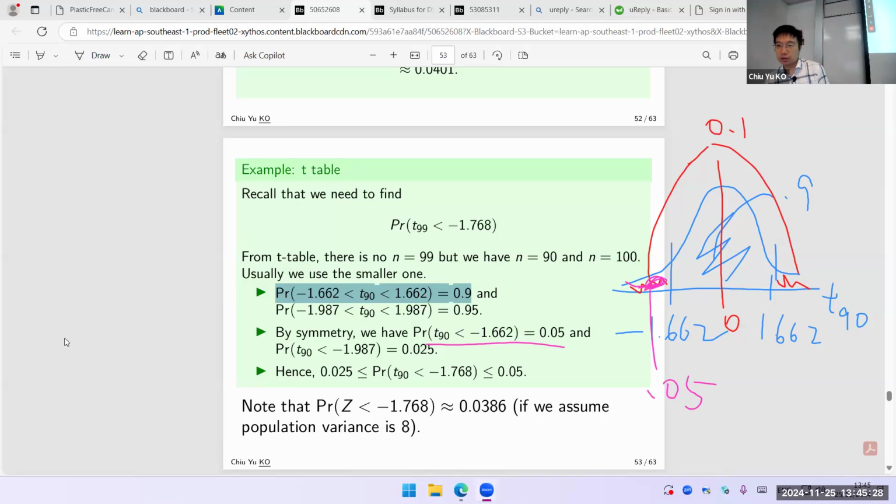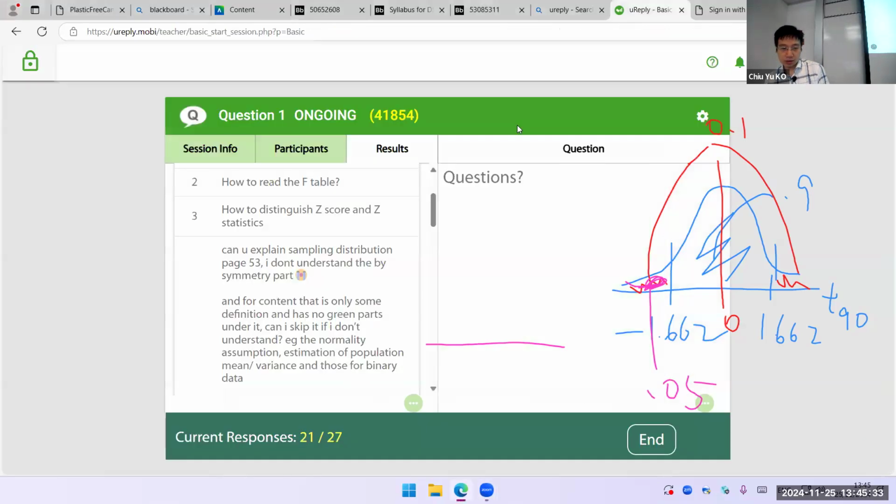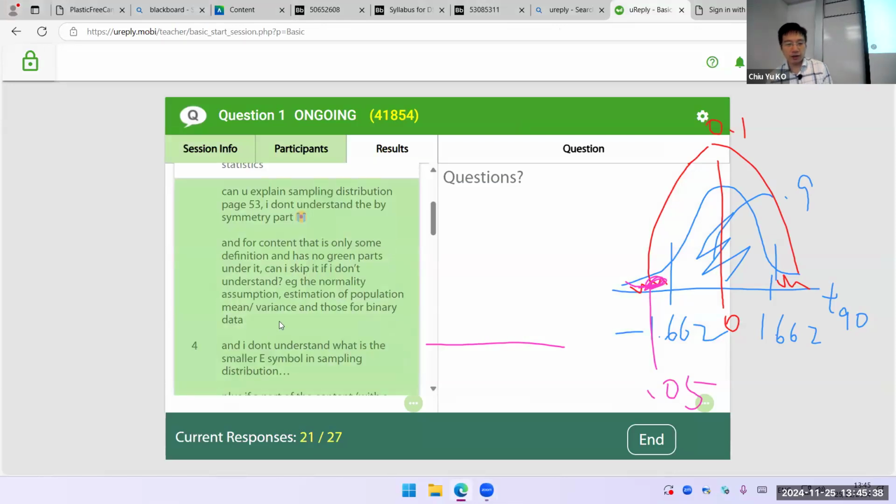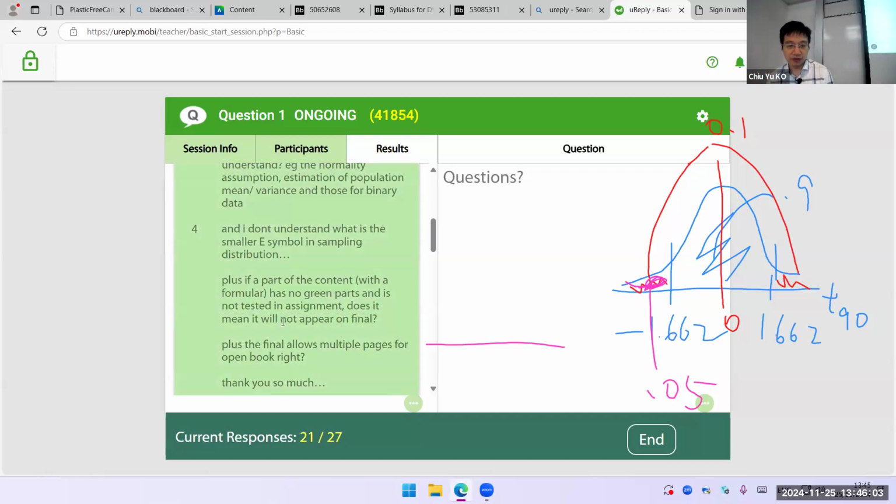Now I go to the next question. If some definition is in green, I think you would need to understand the green part to answer the question in the exam. As long as the green part is understood, it should not be an issue. Of course, you have to know what to apply. There's nothing beyond the green part in the exam. Excel also, I discussed a bit, but that would be it.